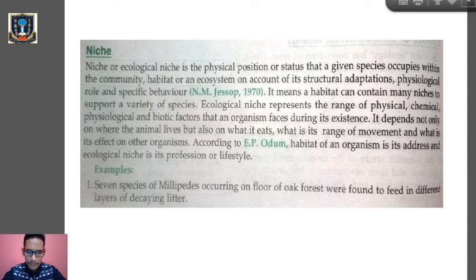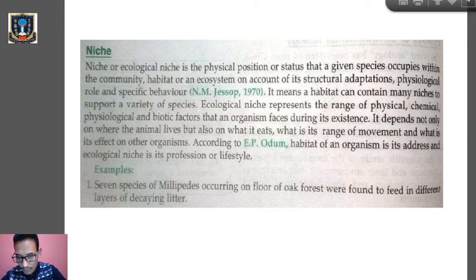The example given here is that 7 species of millipedes occurring on the floor of an oak forest were found to fit in different layers of decaying litter. So here you can see that a habitat has several niches, and a niche is supporting more than one species, here more than 7 species of millipedes. So a habitat has niches, and a niche will support a variety of species. So go through the definition of habitat and the definition of niche. This is there in your syllabus.